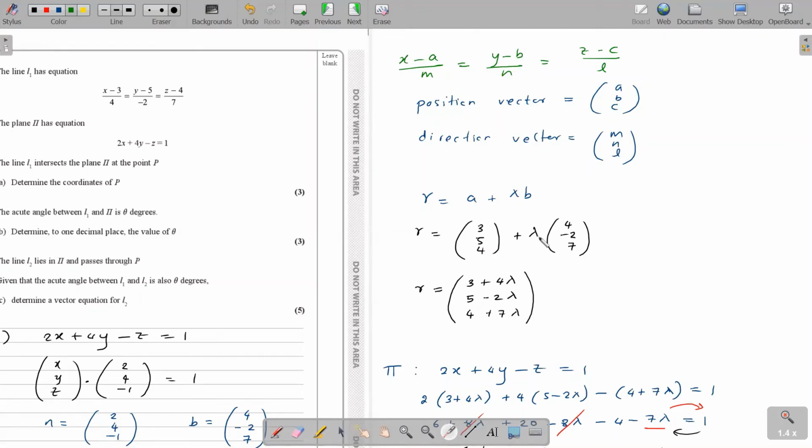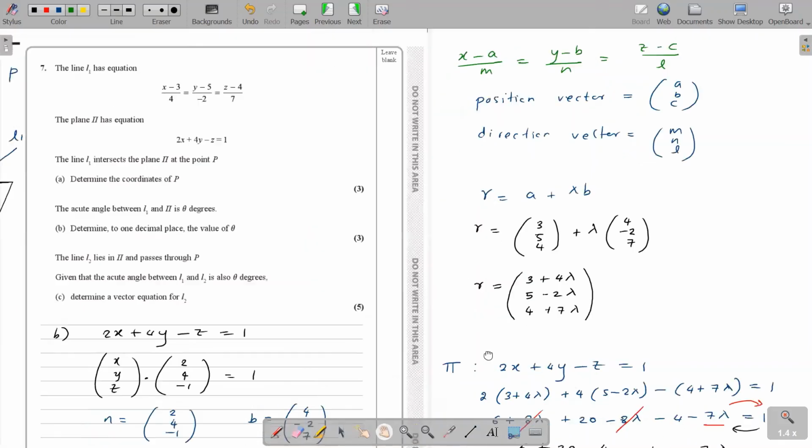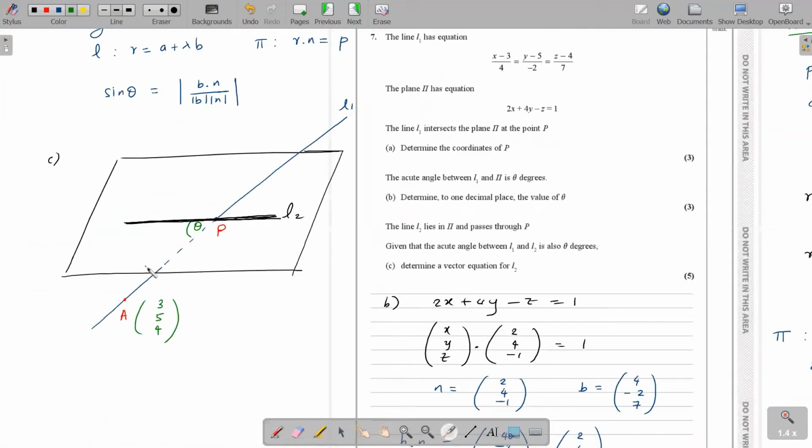If you want, you could apply lambda is 1 or lambda is 2 or any value to lambda and generate a coordinate on top of line 1. The thing is, you have to generate a coordinate that lies on line 1. So this is a coordinate lying on line 1. Now, what I'll do is this. I will create a perpendicular from the point A towards the plane. So from this point A, I'm creating a perpendicular towards the plane.